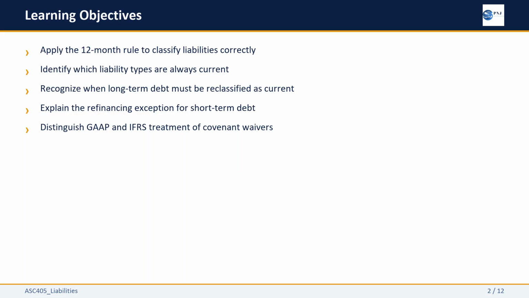Here is what you will be able to do by the end of this section. You will apply the 12-month rule with confidence to any liability you encounter. You will know which liabilities are always current without any analysis needed. You will recognize the triggers that force long-term debt into the current bucket. You will explain when and how the refinancing exception saves a liability from being current. And you will spot the key difference between GAAP and IFRS when a covenant is violated.